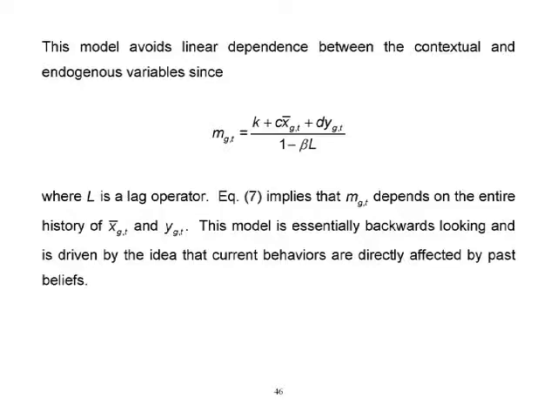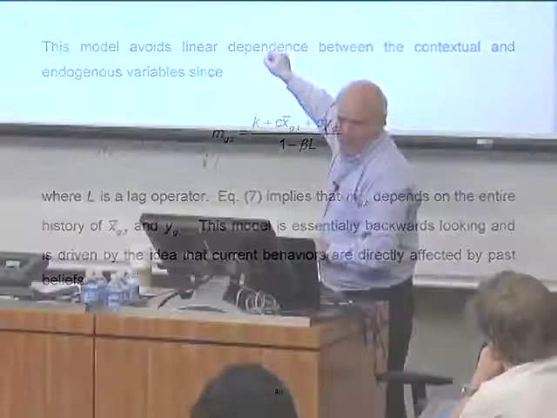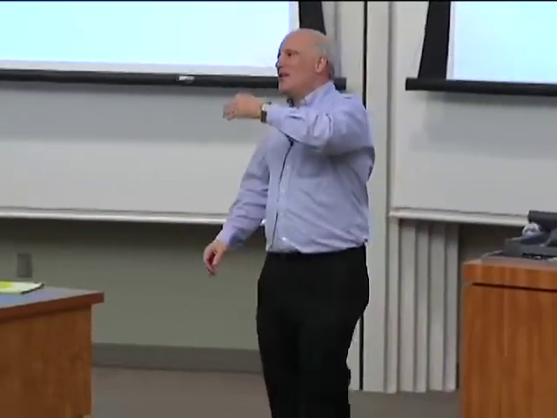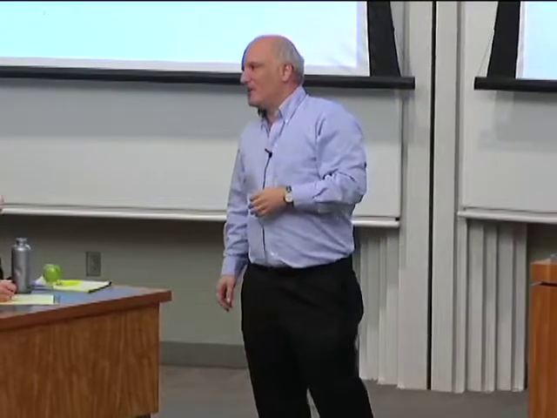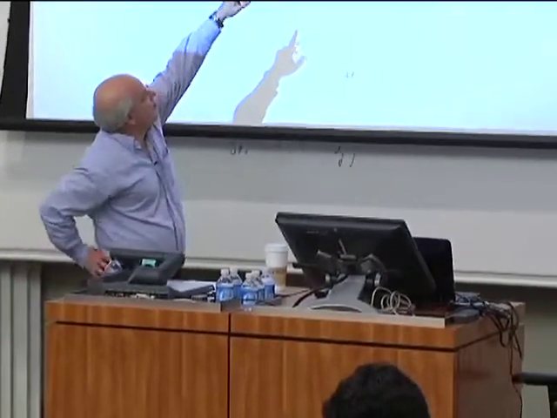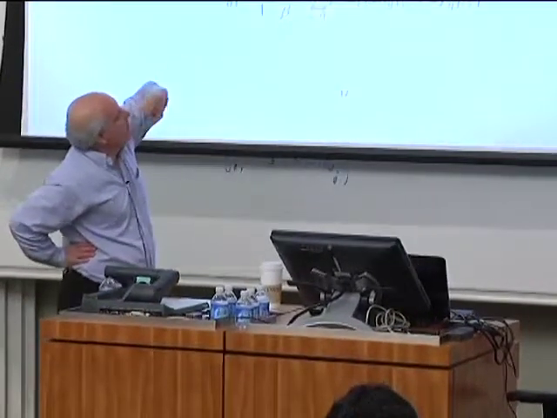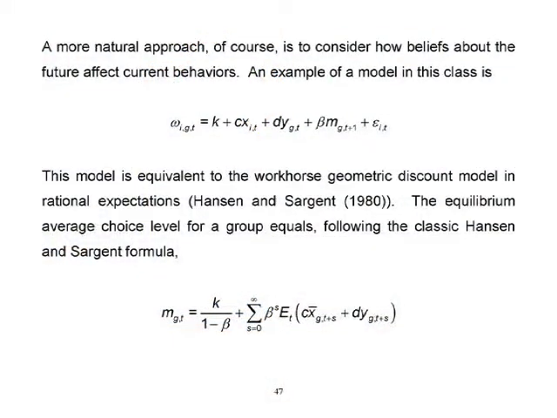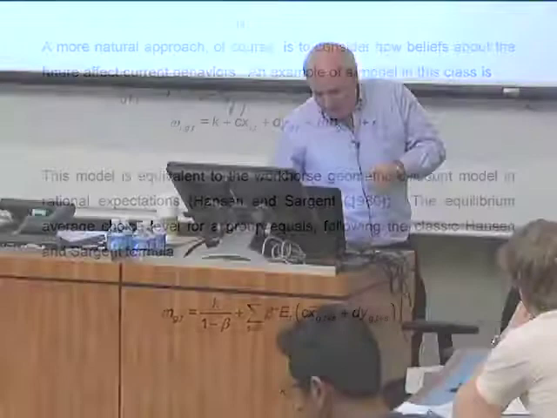Now, of course, since we're at Chicago, we have to also think about what if my behavior today depends on my beliefs about what the population is going to do tomorrow. Well, in linear systems, that's typically done by saying my behavior depends on beta times my expectation of what's going to go on tomorrow. That is the Hansen-Sargent model, and it's well known what the answer is to that. And once again, identification holds.